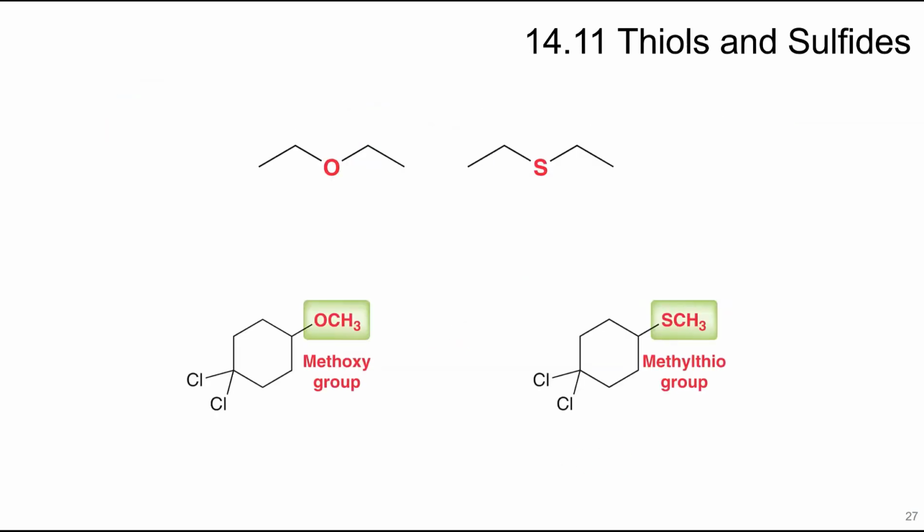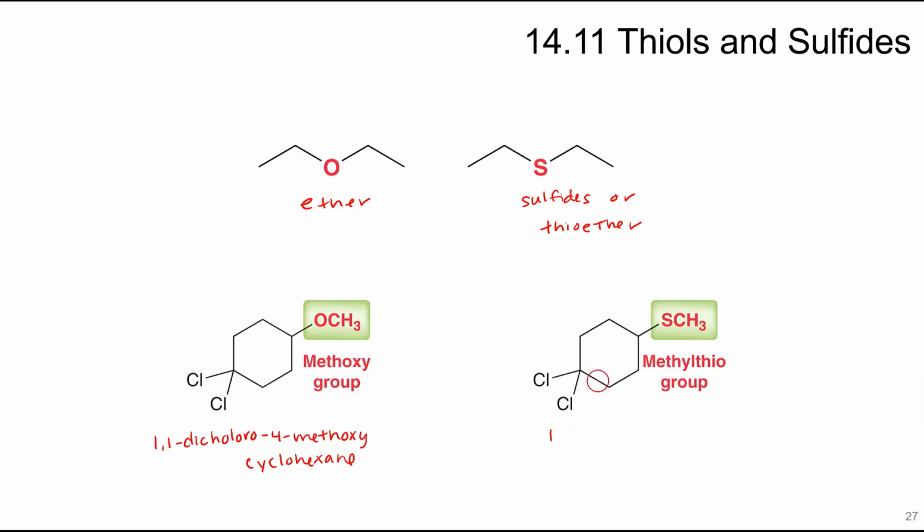There's also sulfur analogs of ethers. These are called sulfides or thioether. And this one's a regular ether. And just like ethers could be named as a side group, this would be 1,1-dichloro, 4-methoxy, cyclohexane. So ethers are named by whatever substituent is coming off here. This is a methoxy group. If it was 2 carbons, it would be ethoxy. This would be a methyl thio group.